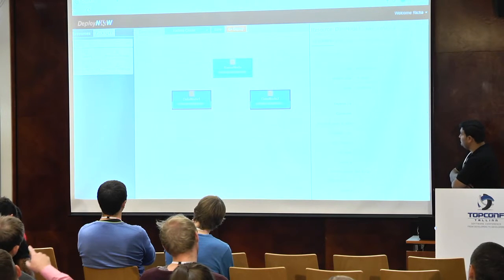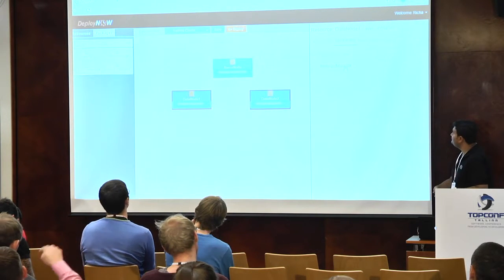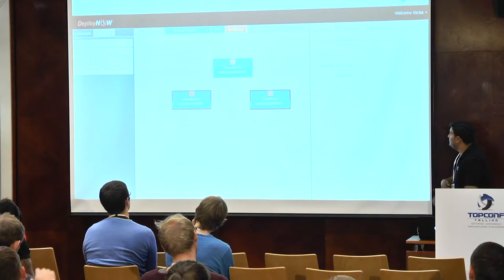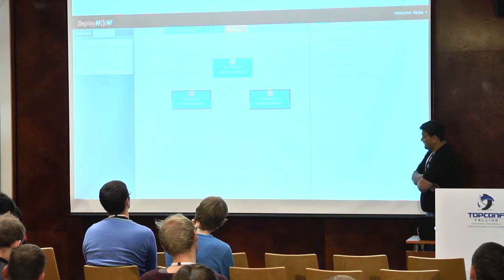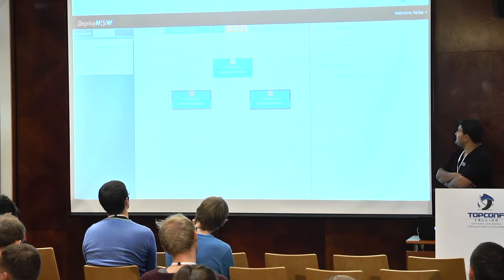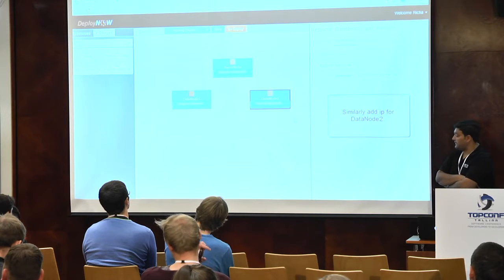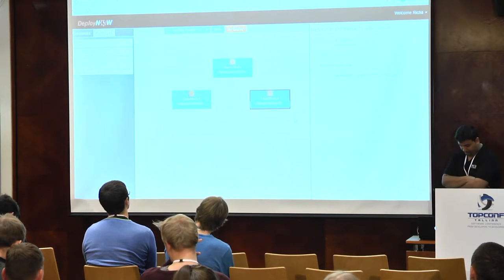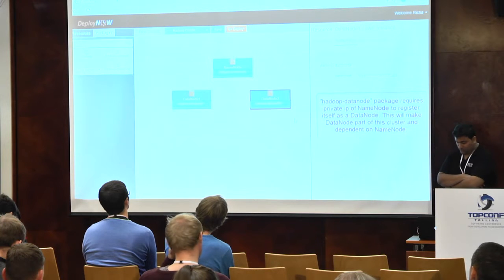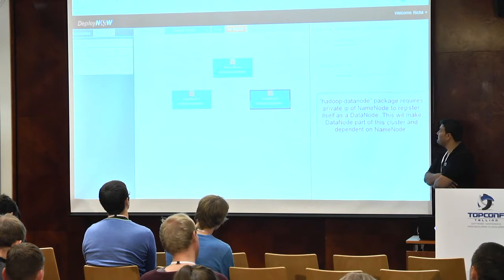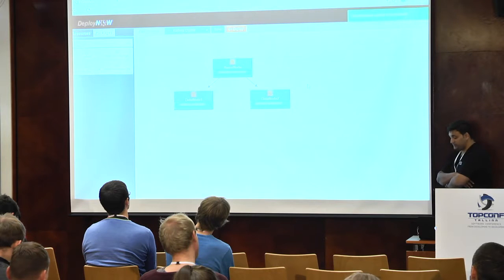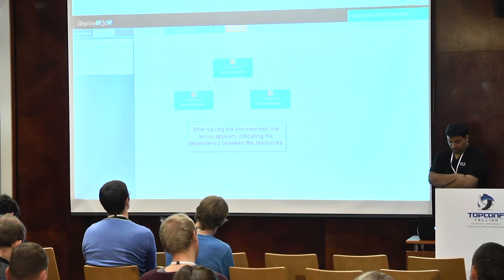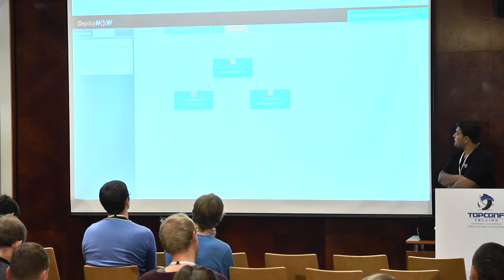Now we'll configure the packages within the nodes by making sure we put in the dependency of my name node on the data node side. I'm adding the private IP of my name node. We'll do the exact same thing for data node 2. And then we require the private IP to register itself as a data node. This will make the data node part of the cluster. Let's hit save environment again and create the dependency, and we can see that the dependency arrows indicate the right connection.